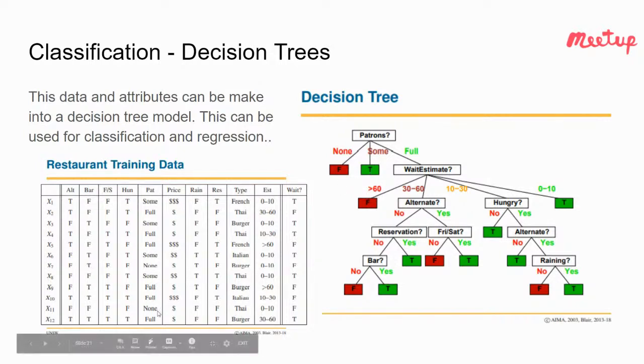Same for none. So if you have 2 that are none, and they both have the same output, which is you don't have to wait, then that is a leaf. You can't expand this any further. But for full, you may or may not have to wait. So there are wait output values where you either wait true or you wait false, and you can split this up by other parameters in this table depending on if wait is true or wait is false.